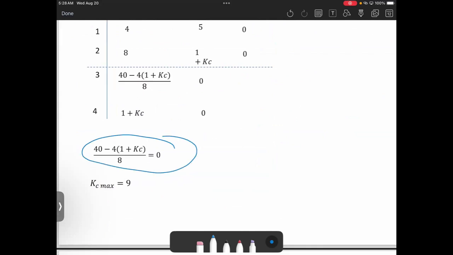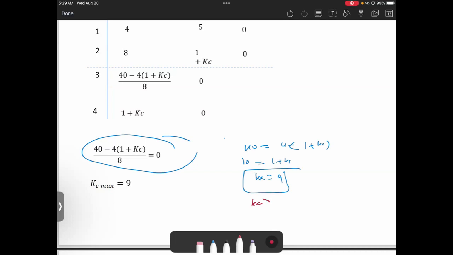Then it will be moved to the other side. It will be 4 times 1 plus Kc, divided by 8, equals 40. Am I right? Okay, I think 4 times 1 plus Kc equals 40. Divide by 4, it will be 10 equals 1 plus Kc. Therefore, Kc will be 9, right? So this is the maximum value.